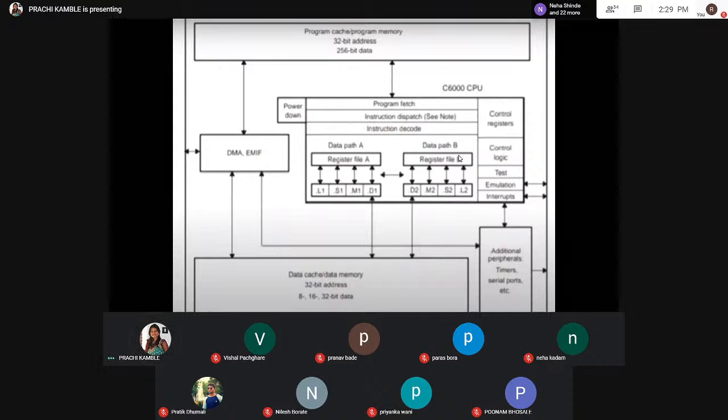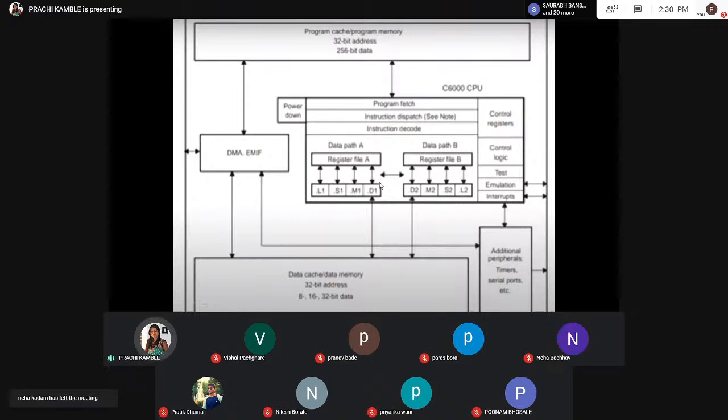Now, okay, so till here, anyone is having any doubt? Okay, we'll move to the additional peripherals. Before that, the CPU section and program memory, data memory, and this DMA and IMIF unit, EMIF unit is clear to all. Understood what is the function of this power down unit?